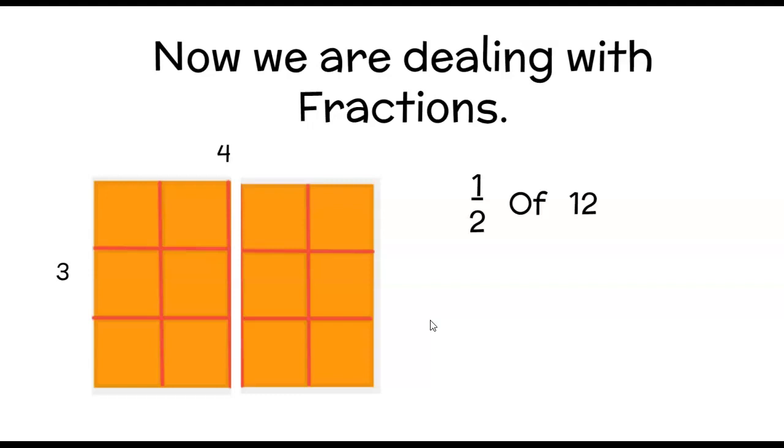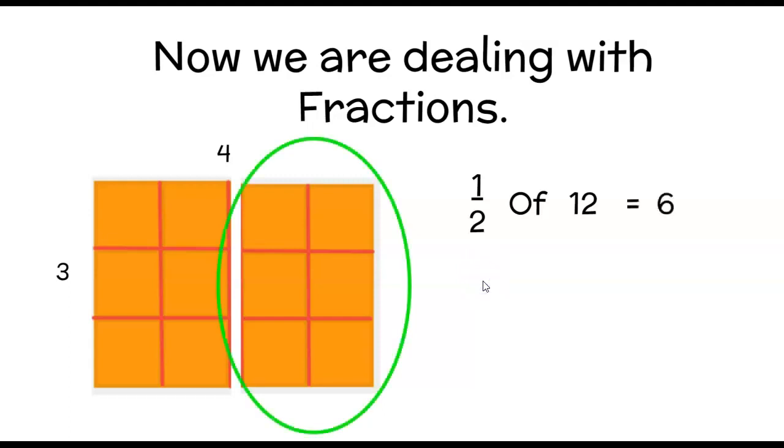But wait a minute, Miss McLaren, this is just division. It's not multiplying with fractions. This is just taking 12 and dividing it into two equal pieces. Very true. But how could we look at this as multiplication? Well, what is multiplication? That's right. It is repeated addition. So if we add 1/2 12 times, we should get 6, right?